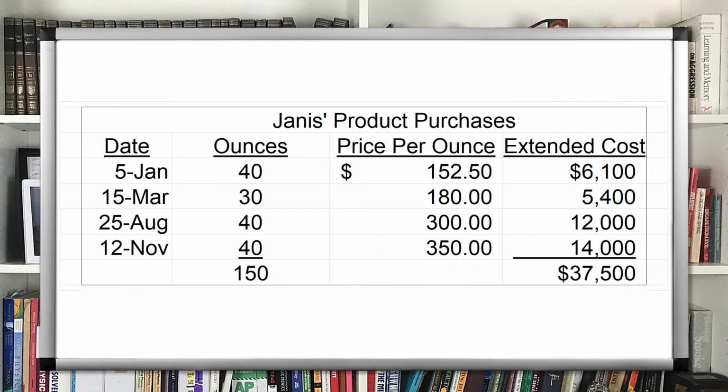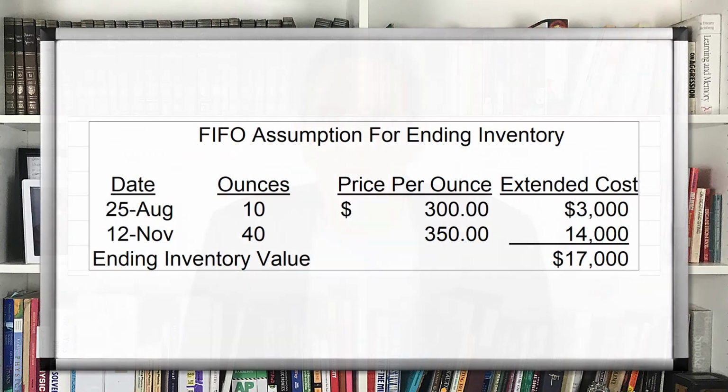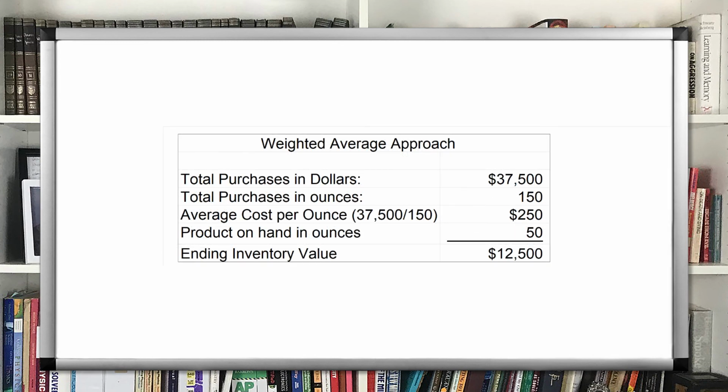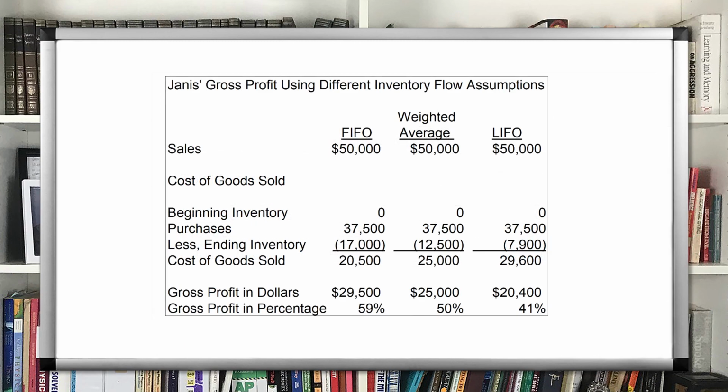Assume that Janus received 4 shipments during the year as follows. If she has 50 ounces of compound unsold at the end of the year, different flow assumptions will yield different ending inventory figures. If she uses a FIFO approach, she will assume that the remaining inventory comes from the 2 most recent purchases. If she uses a LIFO approach, she will assume that the remaining inventory derives from the oldest 2 purchases. Alternatively, Janus could use a weighted average approach as follows. You can see that the 3 different approaches lead to a range of $7,900 to $17,000 in ending inventory value.